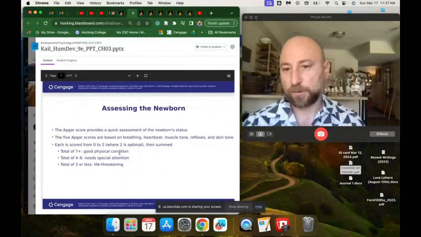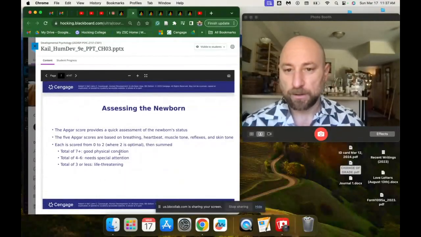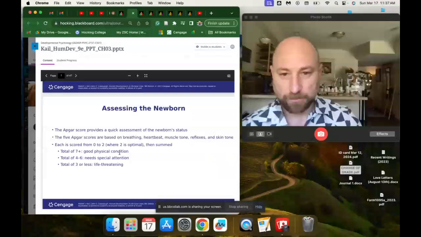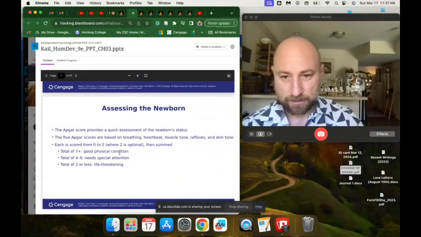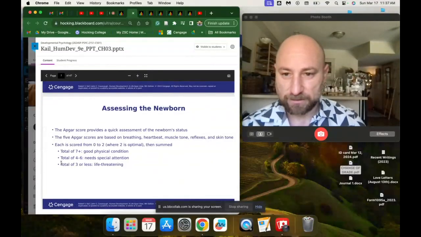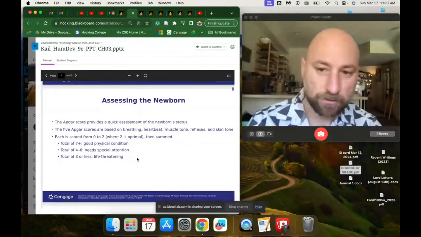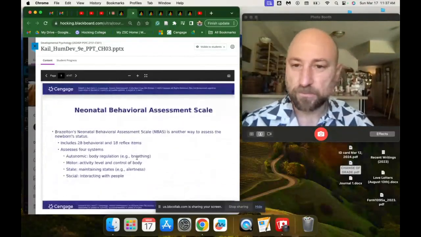Okay, so we can assess a newborn with something called an APGAR score. It assesses breathing, heartbeat, muscle tone, reflexes, and skin tone. Each one is scored from 0 to 2. And if you get 3 or less, your baby is in very serious danger of dying. 7 or more, good physical condition.